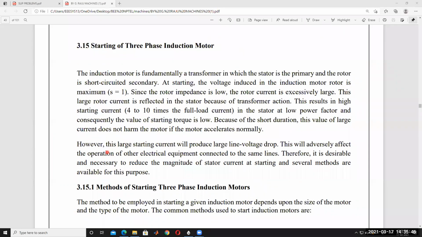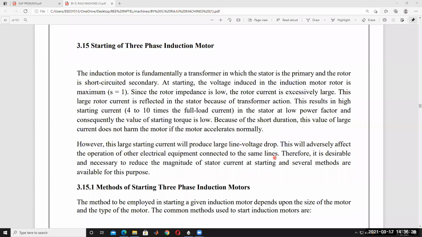However, this large starting current will produce a large line voltage drop, because the starting current is 4 to 10 times the full load current. This will adversely affect the operation of other electrical equipment connected to the same line. Other electrical equipment means, for example, in your home, fans, TVs, refrigerators. So there may be a disturbance in other devices if you start your three-phase induction motor.